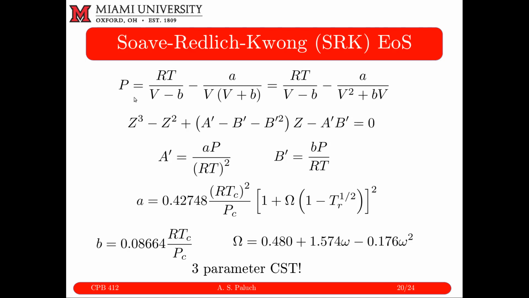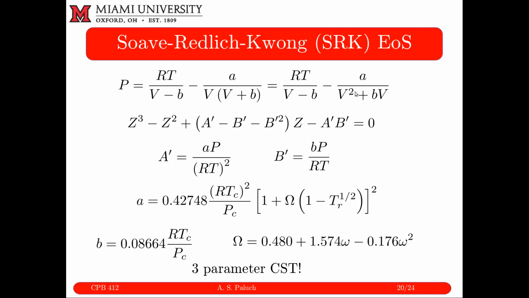Remember, van der Waals was P equals RT over V minus B, minus A over V squared. What you'll notice in the Soave-Redlich-Kwong equation of state is that he modifies this attractive term, where if I expand this out, this is V squared plus BV. So essentially what SRK added is this plus BV term in the denominator of my attractive term, where B, again, accounts for some excluded volume effects of my molecule.